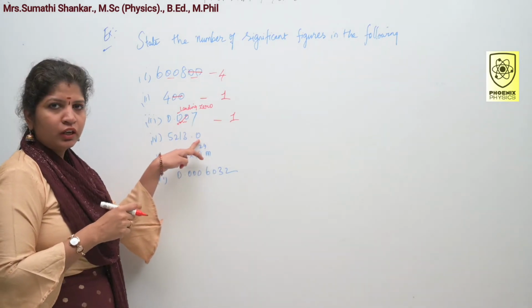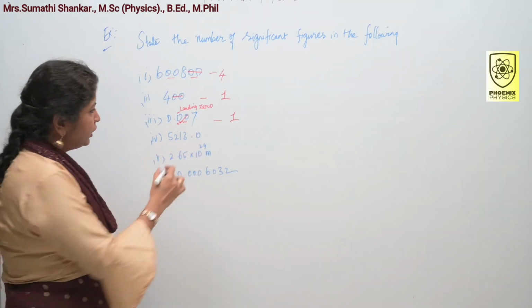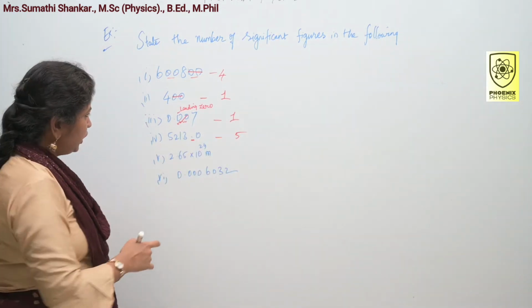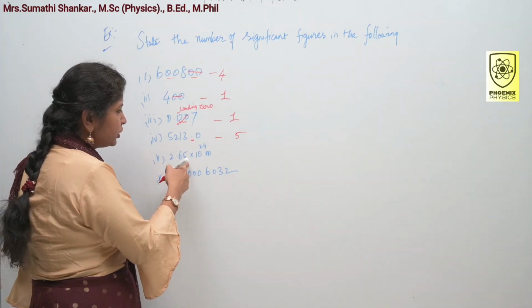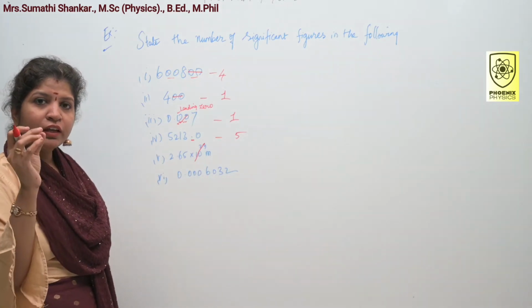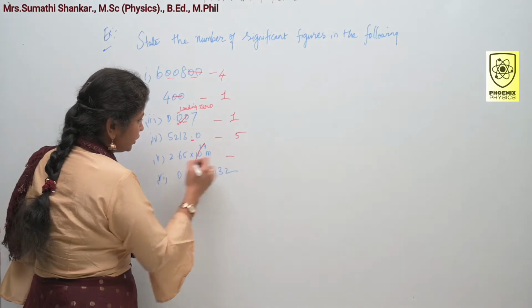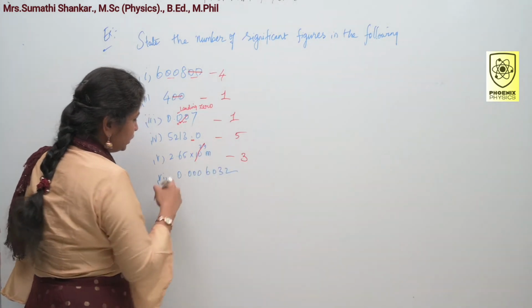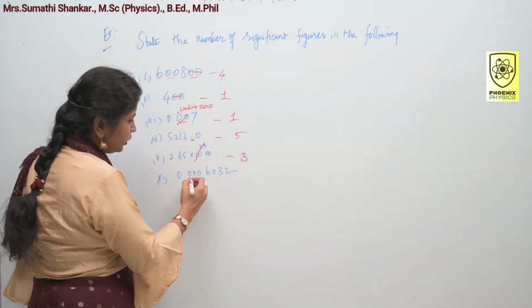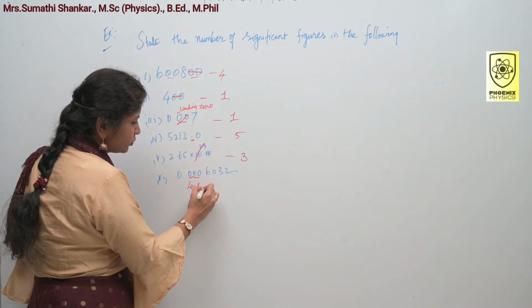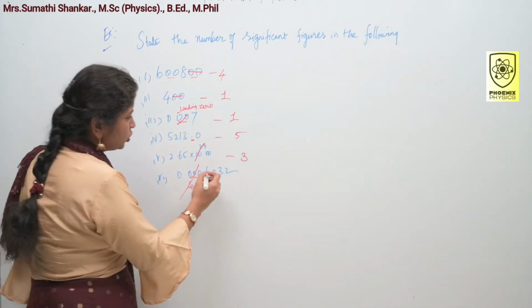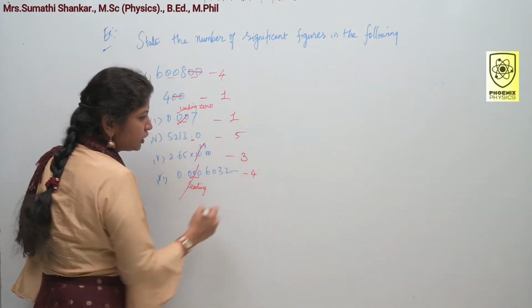Based on rule number 3, you can count the significant figures. So you count 1, 2, 3, 4, 5. So I have 5 significant digits. And here this number is written in power. Cancel the power. You know that power is irrelevant. So here the significant digits are 1, 2, 3. And look at the last example, 0.0006032. These three are leading zeros. Leading zeros are not significant. This is in between zeros, you have to count. So 1, 2, 3, 4. This is our significant figures.